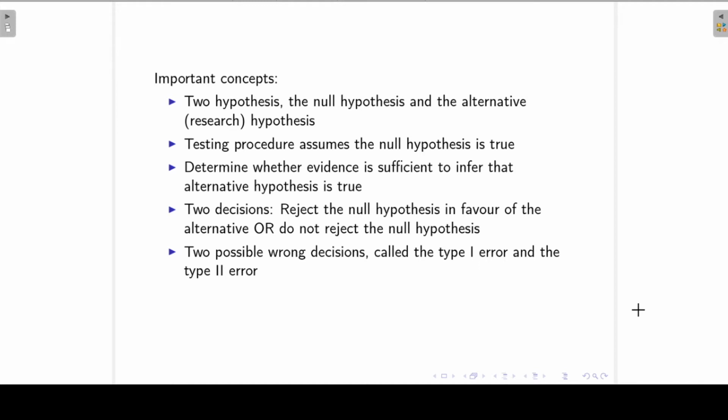Now, of course, we also have the possibility to make the wrong decision. If we wrongly reject the null hypothesis, so if we reject the null hypothesis when in fact it is true, but we do not know that, then we make a type 1 error. The probability of making a type 1 error we usually indicate with alpha, and we call that the level of significance. And then we also have a type 2 error: if the alternative hypothesis is true, but we do not reject the null hypothesis, then we make a type 2 error.